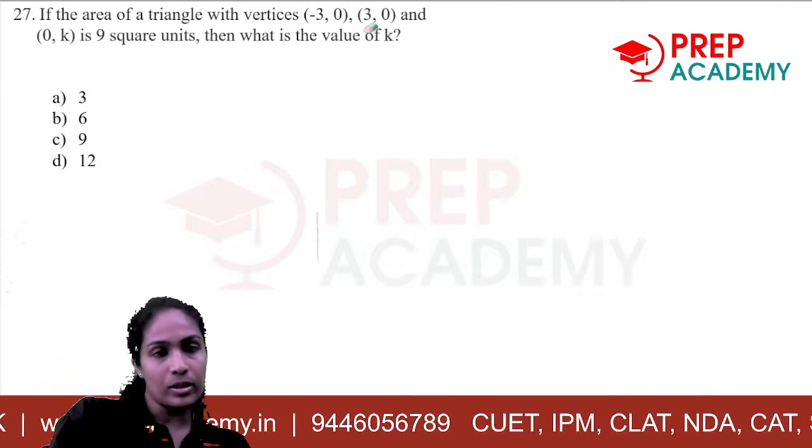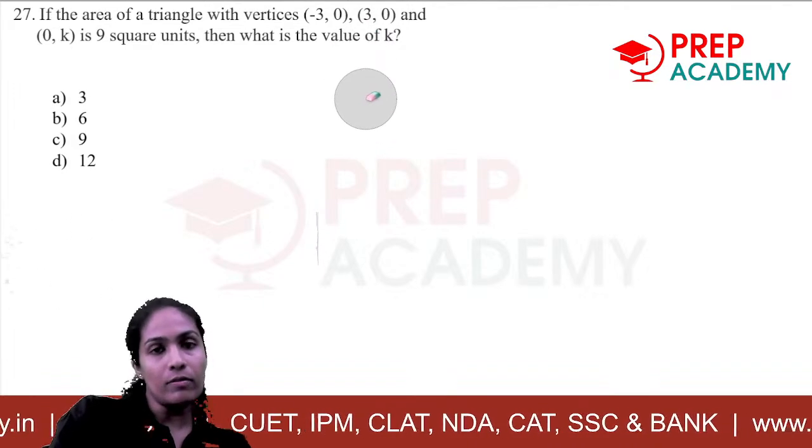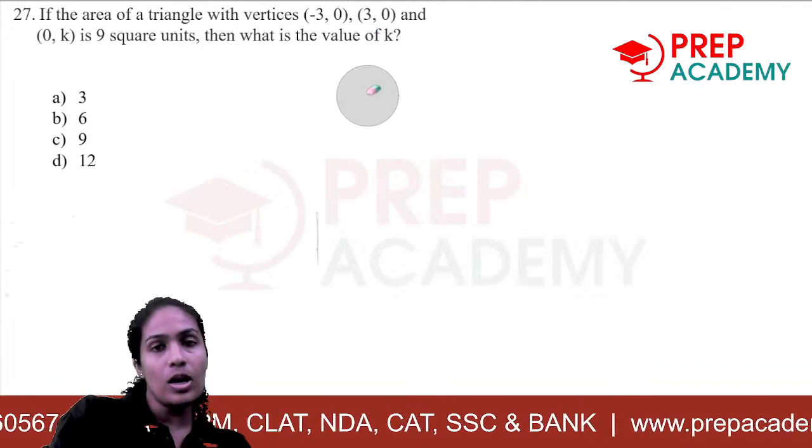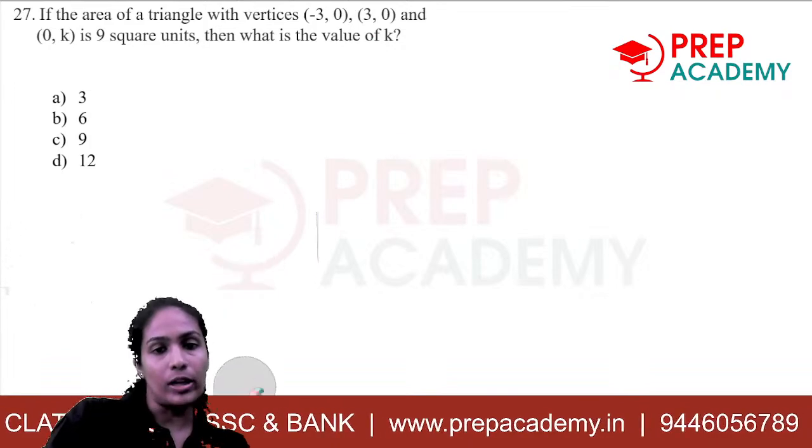Now, next question. The area of a triangle with vertices (-3, 0), (3, 0), and (0, k) is 9 square units. What is the value of k?